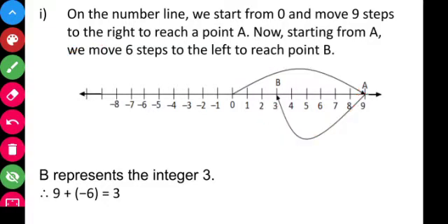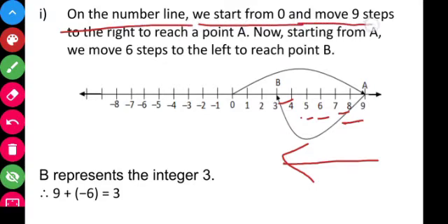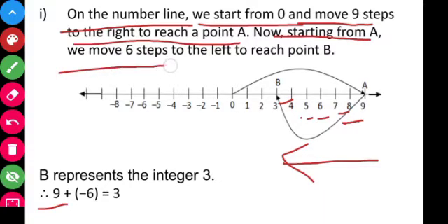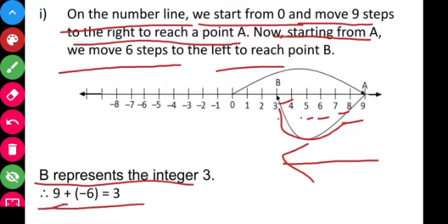Understand? So here 1, 2, 3, 4, 5, 6. So we move 6 steps left. On the number line we start from 0 and move 9 steps to the right, because we are adding 9, to reach the point A. And now starting from A we move 6 steps to the left to reach the point B, and this B represents the integer 3. Therefore the sum of these two numbers is 3. Understand?